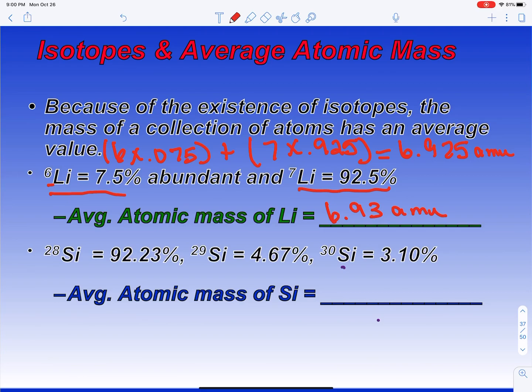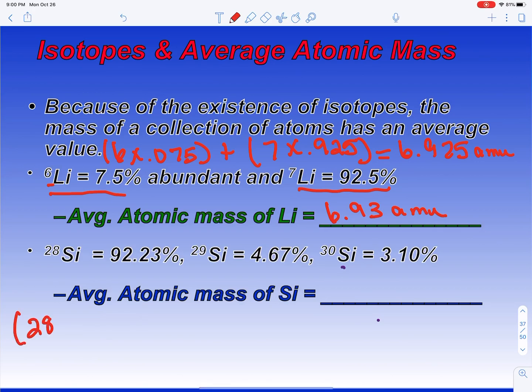So I'm going to do another example. Now instead of having 2 isotopes, you have 3 isotopes. There's no limit on the number of isotopes, just so I make you aware. You could have 2, 3, 4, or 5. It just depends on the element. So let's look at silicon.